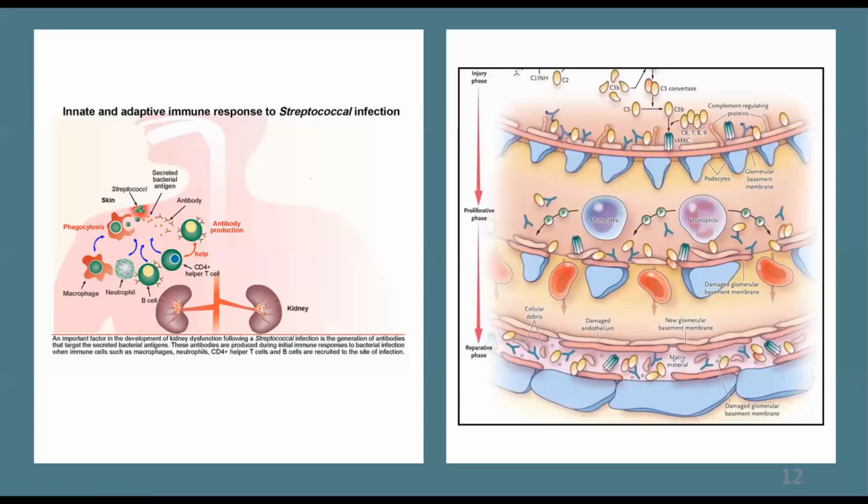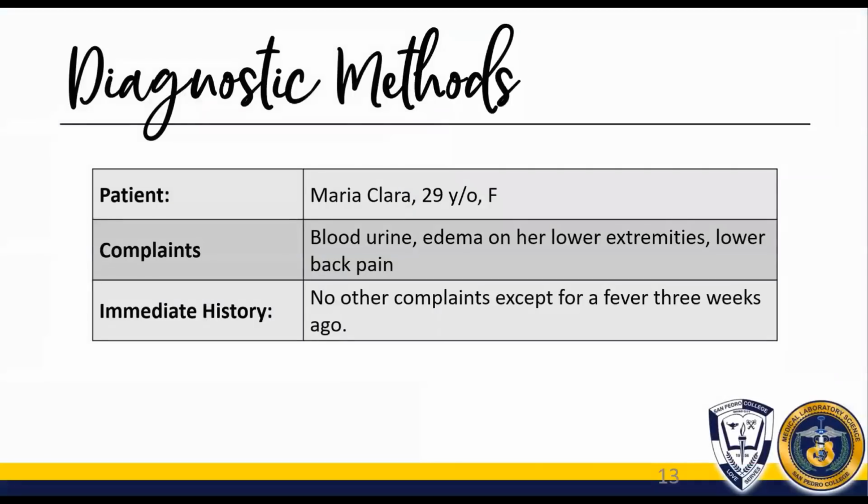Now, with that being said, again, this calls for a timely diagnosis and treatment. So we have a sample case here. Our patient is Maria Clara, 29 years old female. She comes for a checkup because of a lower back pain, a bloody urine, and edema on her lower extremities. Hearing such, the doctor suspects acute glomerulonephritis. But class, remember, there are different causes of glomerular nephritis, not just streptococcal infection.